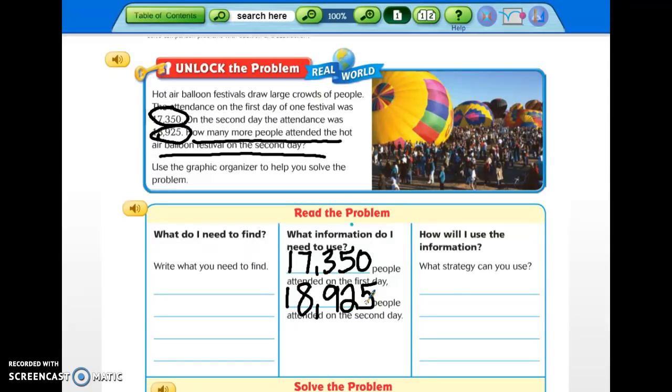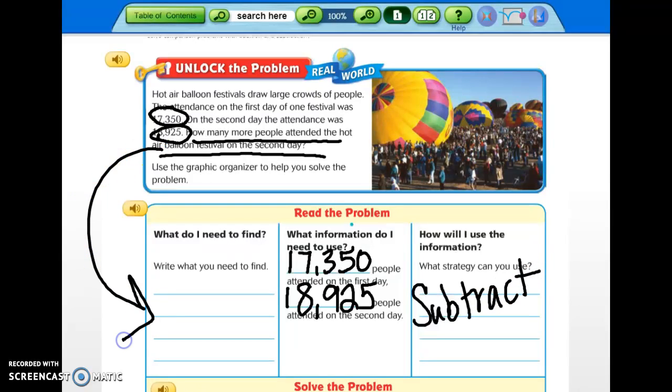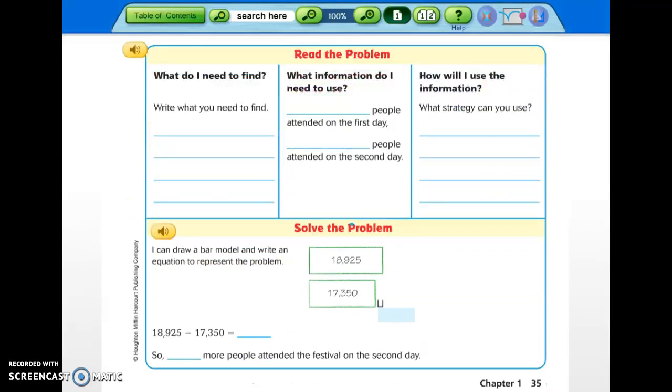How am I going to use the information? What are we going to do? We're going to subtract those numbers. I'm just going to write an arrow there. All right, so we're going to subtract. All right, so let's solve it. We are going to subtract our numbers.